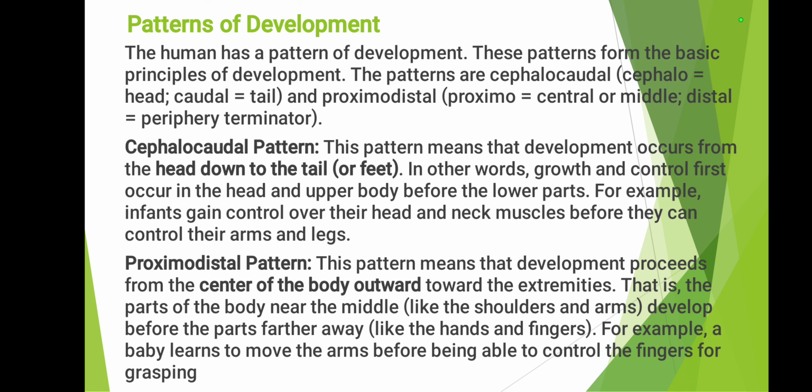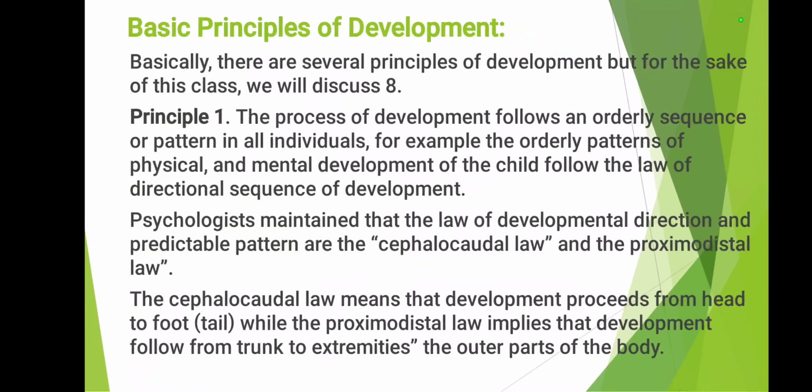Remember, we said what? Two basic patterns occur in development, which are cephalocaudal, that is cephalo meaning head, cauda meaning tail, while proximodistal, proximo meaning center or middle, and then distal meaning the extremities or your periphery terminators. The right, left, your fingers beginning to become bigger, your chest beginning to become bigger, your head is also bigger, and something of that nature.